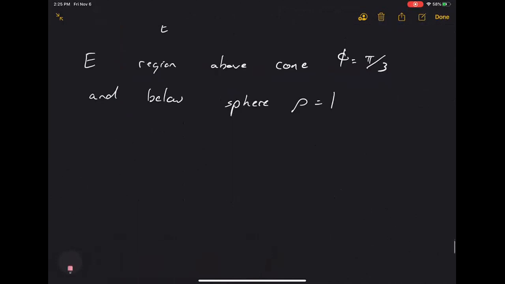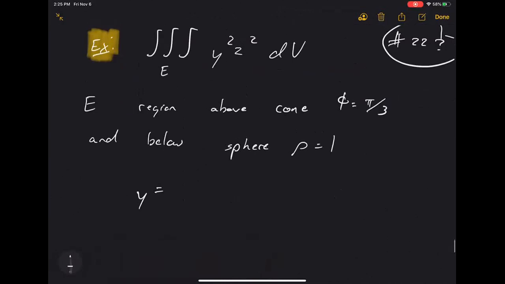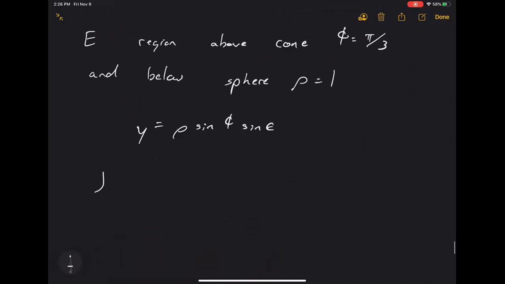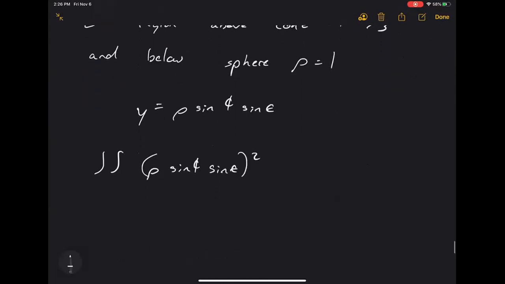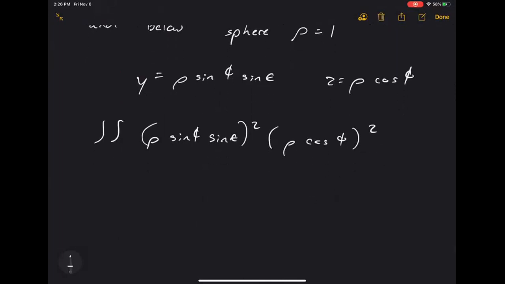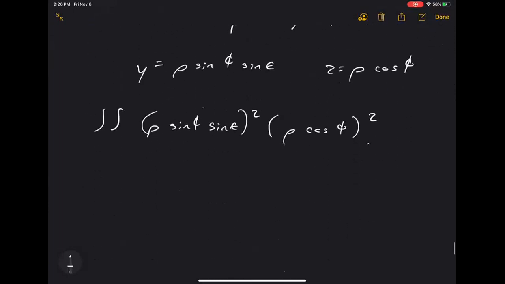So first, converting the integral. Let's see, we know y is what? Rho sine of phi sine of theta, right? So that y squared in our integral should become rho sine of phi sine of theta squared. And what's z? Z is, what do we say? Rho times cosine of phi, I believe. So rho cosine of phi squared. Okay. And then I need to multiply by my dx dy dz becomes what? Rho squared sine of phi d, whatever order we do it in. It's called d rho d theta d phi for now.